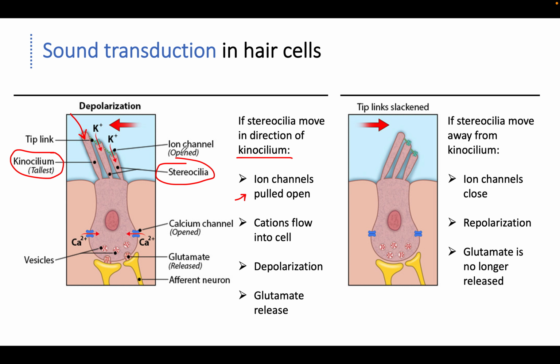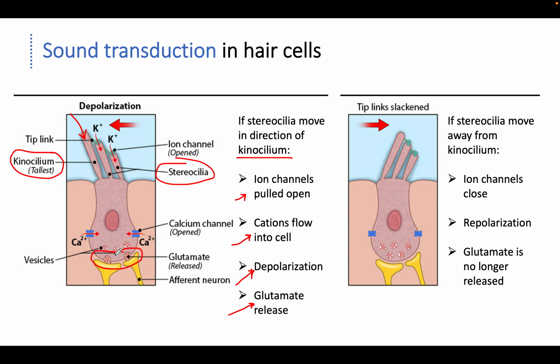When we open ion channels, remember, what are we going to have out here? We're going to have lots of potassium in the endolymph. That potassium is going to flow in. When we bring in a positively charged ion, we know we're going to depolarize the cell, right? So we brought in cations, calcium or potassium, we depolarize the cell, and then we have a neurotransmitter release. So that's what's happening right here, right?